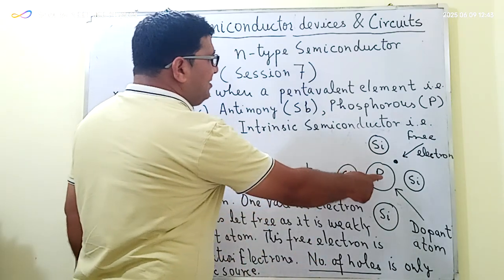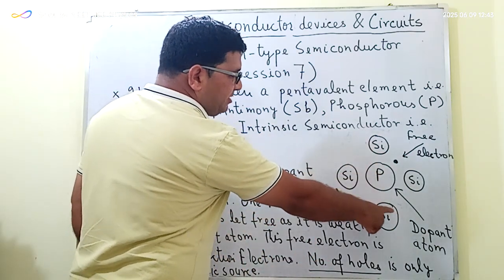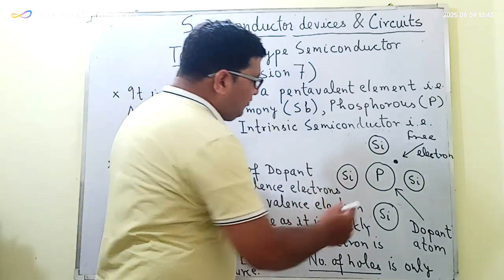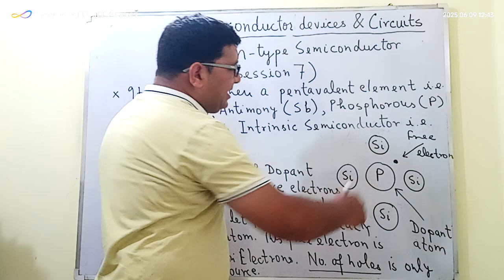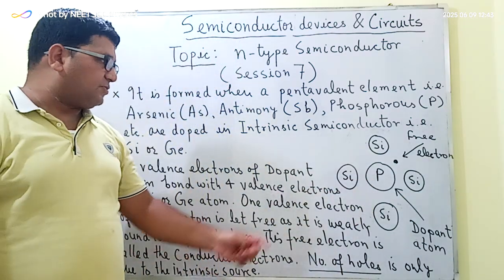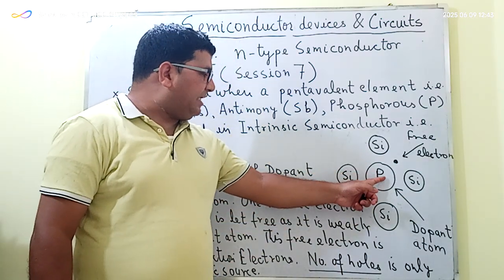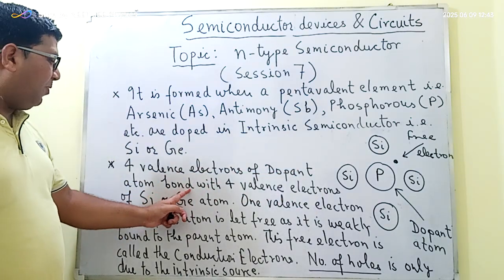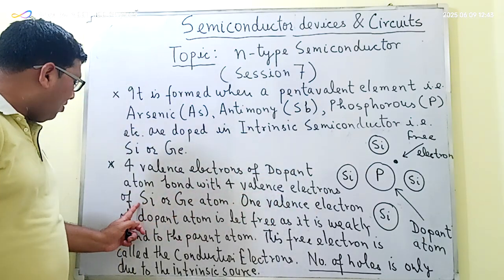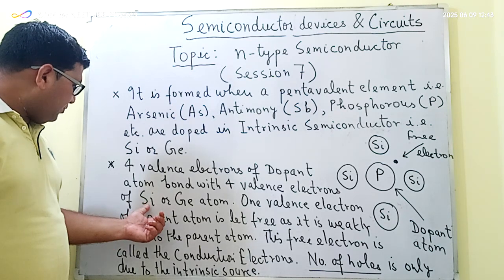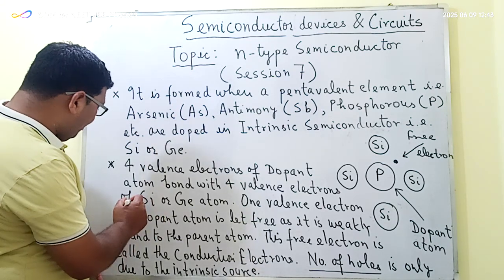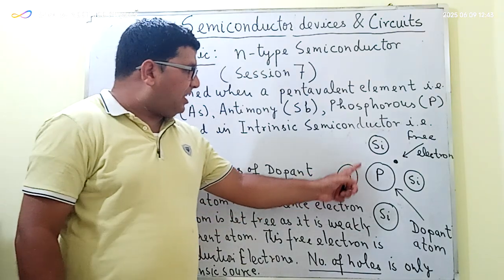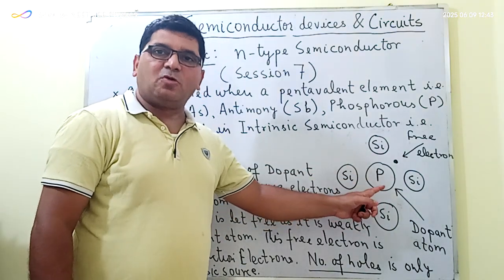Now the pentavalent atom has got 5 valence electrons, and silicon or germanium have got 4 valence electrons. So what happens is that 4 valence electrons of the dopant atom bond with the valence electrons of the 4 silicon or germanium atoms which are surrounding this dopant atom.